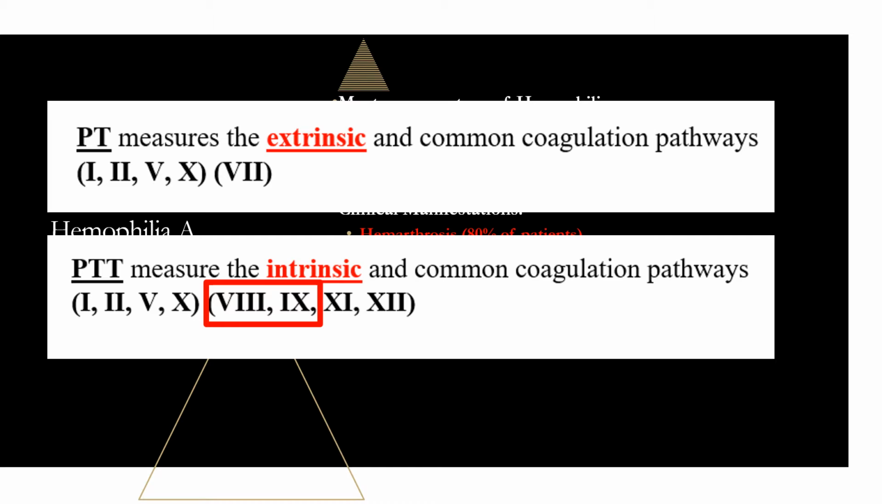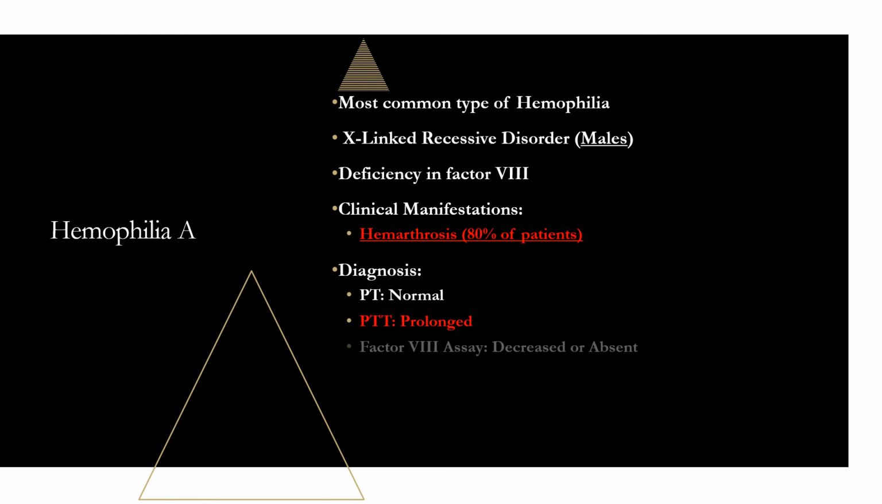That's why your PTT is going to be prolonged, because it's measuring the intrinsic pathway, which includes factor 8, which is going to be what's abnormal in hemophilia A, and then factor 9, which is going to be abnormal in hemophilia B, and that's why you'll also see a prolonged PTT in hemophilia B. So that's why only your PTT is usually going to be prolonged, because PTT measures the intrinsic pathway as well, which includes those factors 8 and 9. So remember, that's why you're going to see that abnormal lab finding.